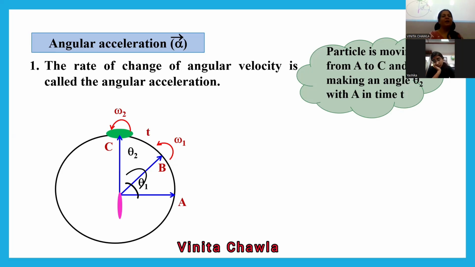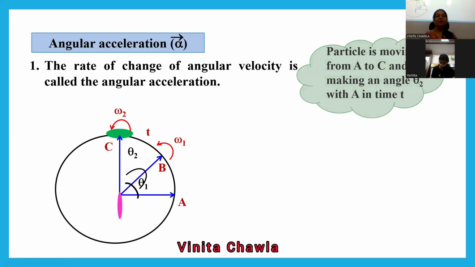So initially from A to B, angular velocity was omega1. So omega1 is the initial angular velocity, as we had u, the initial linear velocity, right? We had done u and v. In the same way, here we write omega 1 and omega 2. Omega 1 for initial angular velocity as we write u, and omega 2 for final angular velocity as we write v for final velocity. Clear?